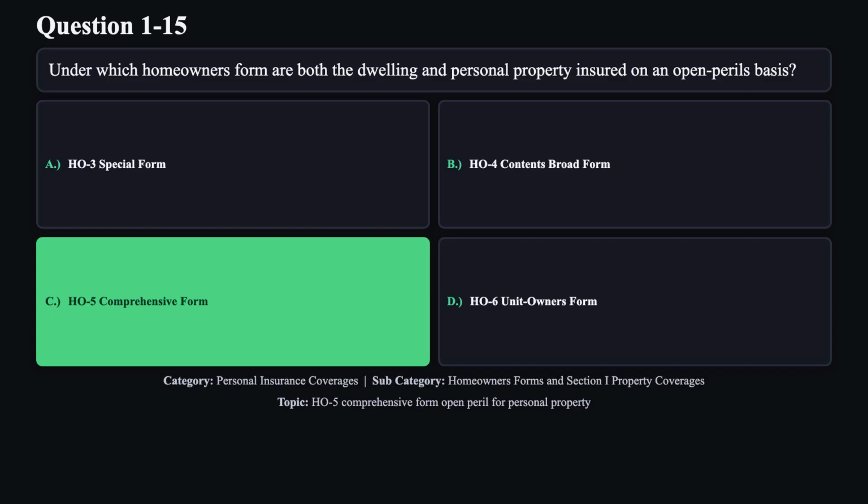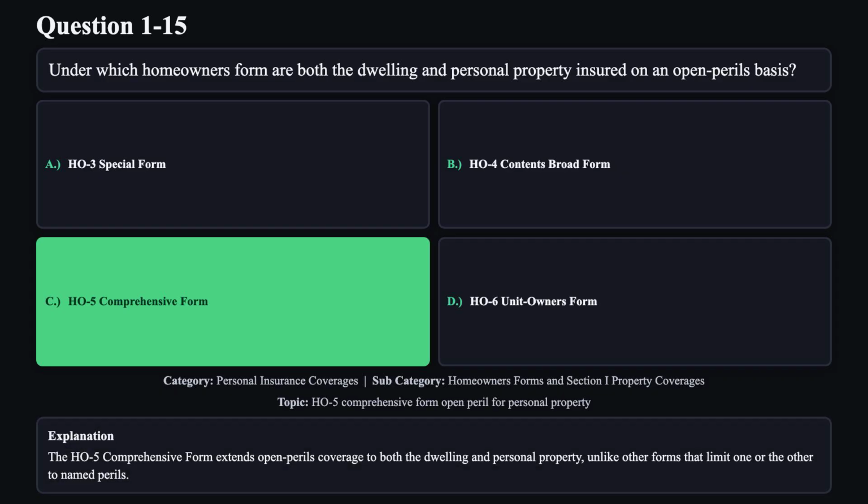The correct answer is C. The HO5 comprehensive form extends open perils coverage to both the dwelling and personal property, unlike other forms that limit one or the other to named perils.